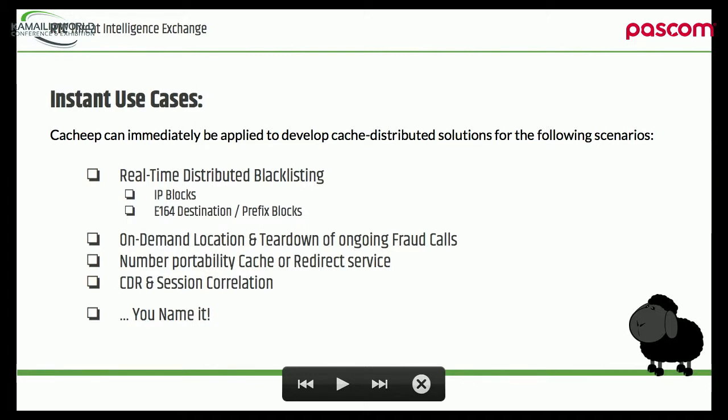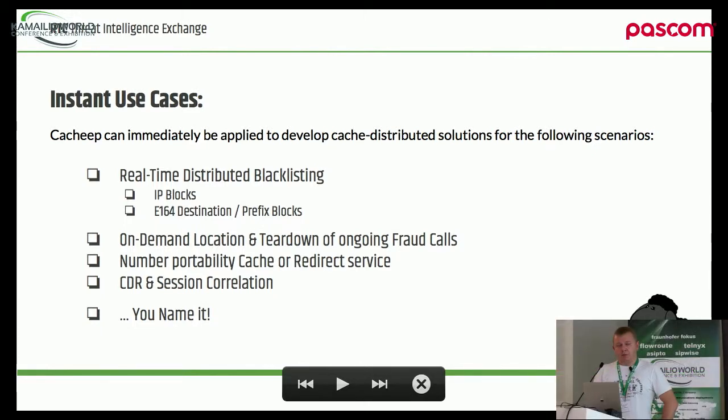For example, you have one IP and you get a lot of scans, but this is your customer and you don't want to block 100% of this traffic. You can also set some blocks for a special destination. For example, international calls will be blocked just for this number.